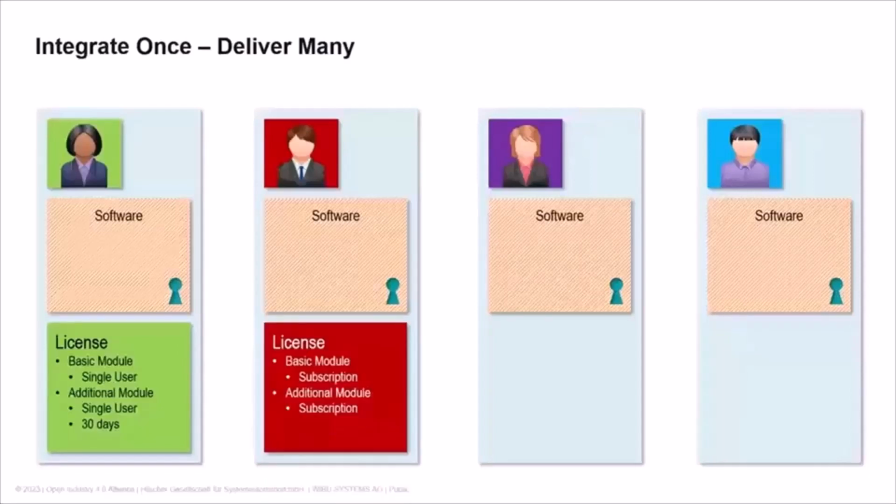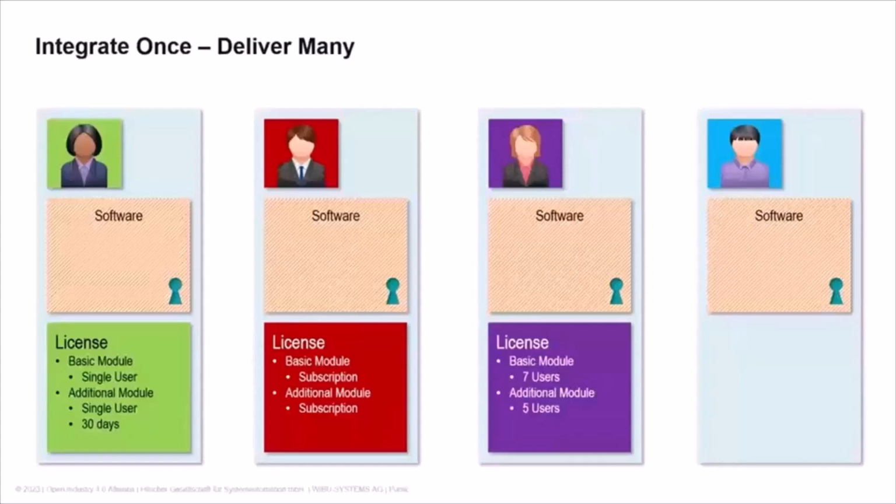Very new and fancy stuff is subscription licenses. So your user does not buy the perpetual license and can use it for 20 years, 30 years, something like this. Your user gets a subscription and pays it either once per month, once per quarter, or once per year. And so you have permanent revenue with your software.